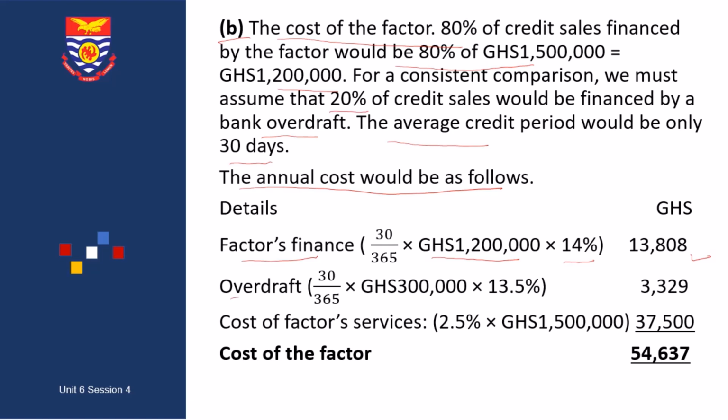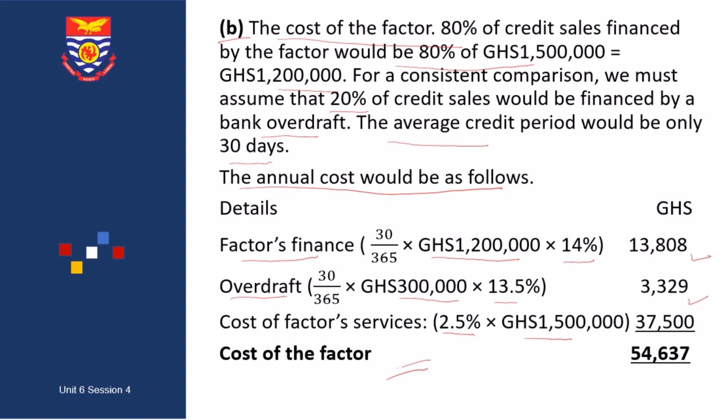So it means that we are going to use overdraft for the remaining amount. The remaining amount will be 20% of the 1,500,000, which gives 300,000. And if we are using the OD, we use the OD rate which was given, and it was 13.5%. So that too is going to give us 3,329. And the factor, of course, is going to charge us 2.5% of the face value of the sales. So that's also a cost. And this is the total cost that the factor is charging.